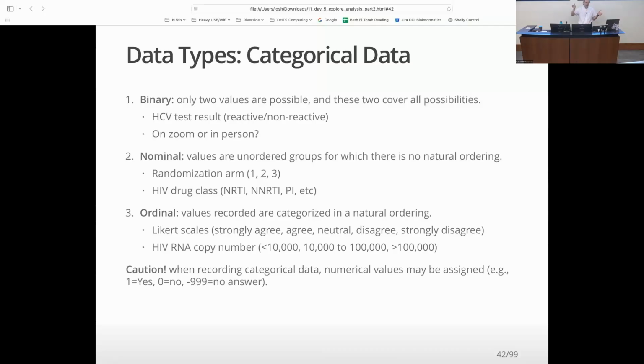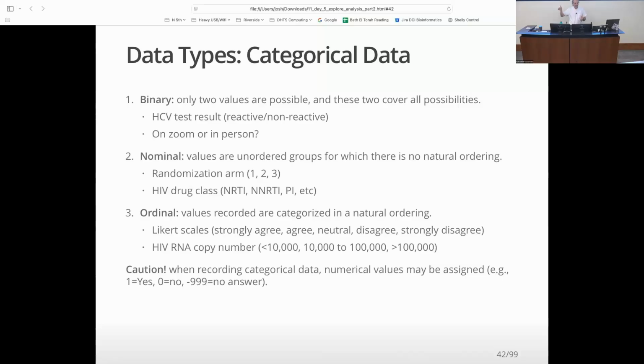But I think we can all agree that agree should probably be between neutral and strongly agree, and disagree should be on the other side of neutral, and strongly disagree should be farther from neutral than disagree, right? So there is that ordering there, even though it's categories.